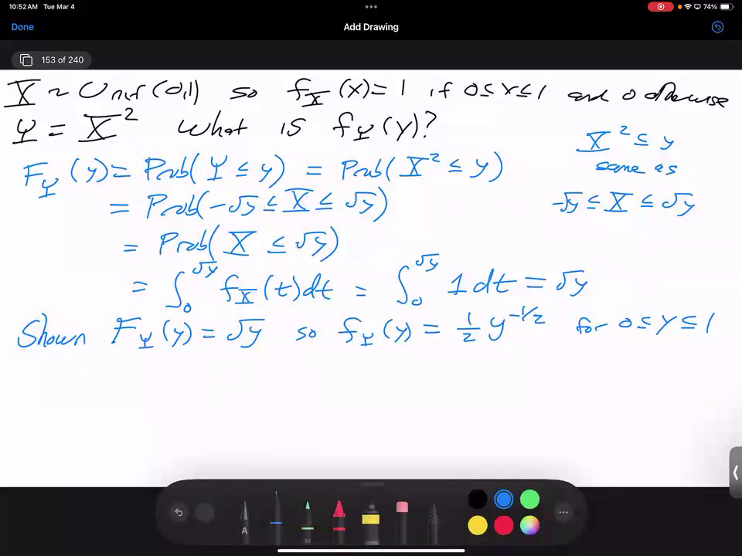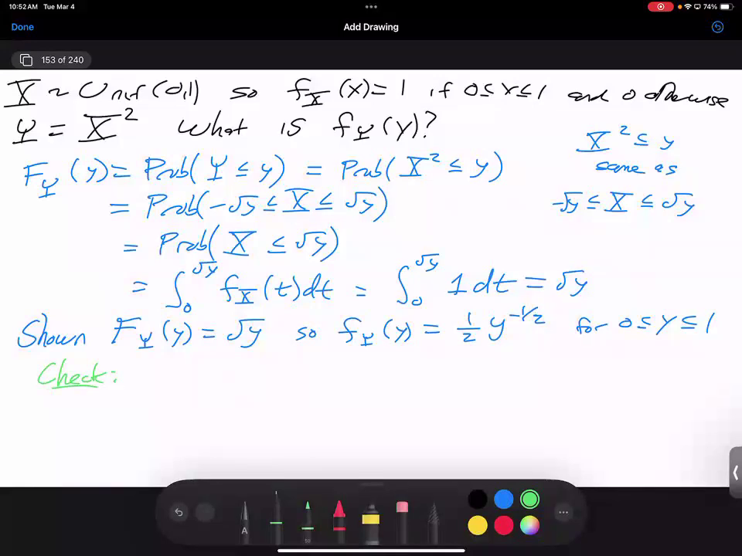Do you think that this is reasonable? Is there anything you can do to check? What can we do to check? So we're claiming that this is the density function for capital Y. How can we check and see if this is a density function? What must the density function satisfy?